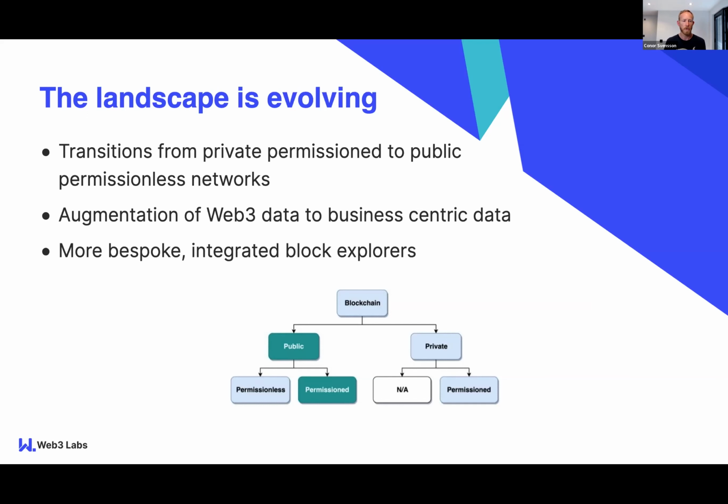You can think of the public permissionless networks as utilities, much like the World Wide Web was considered early on the internet, that anyone can access them. And that's a nice kind of standardization layer that you have there.